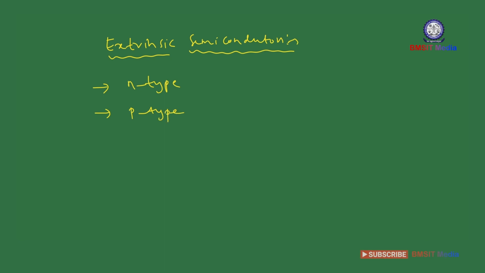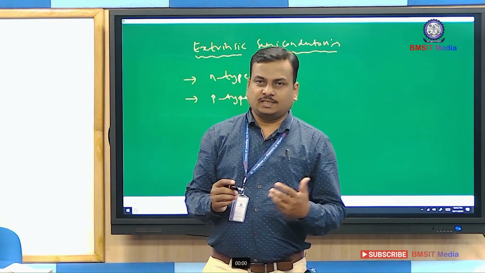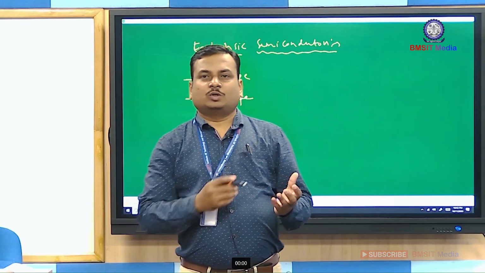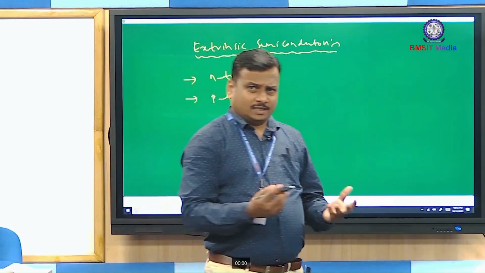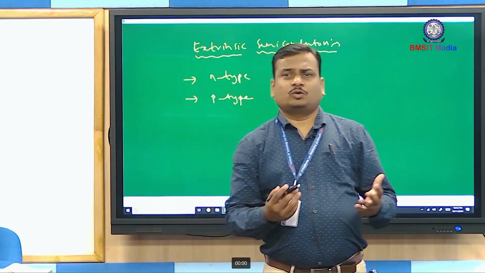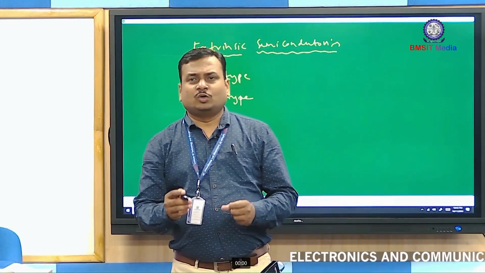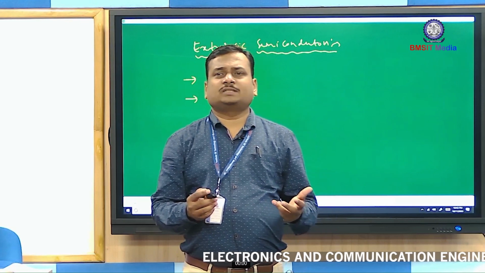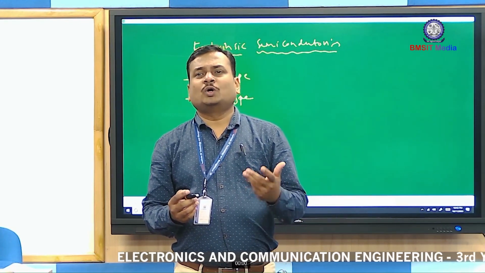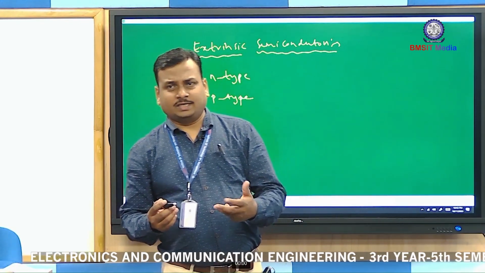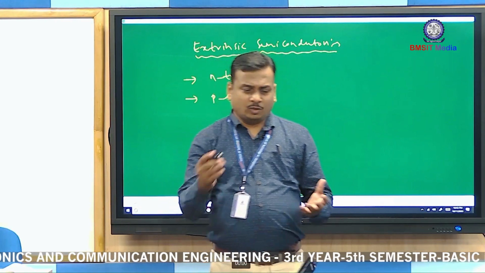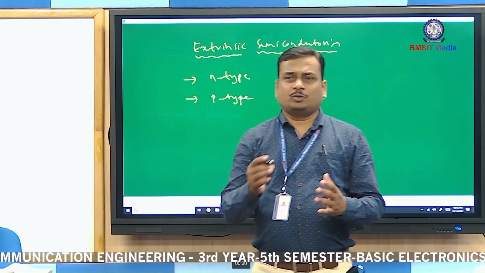So we will be adding some impurity atoms to intrinsic semiconductor, so that we get this extrinsic semiconductor. Two types, N type and P type. The atom that we add to this intrinsic semiconductor we call impurity atoms, or dopant. We will be doping some impurity atoms into this intrinsic semiconductor.